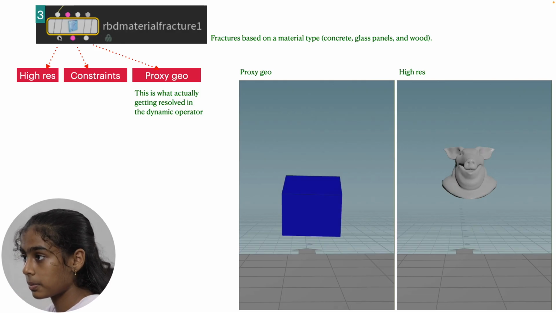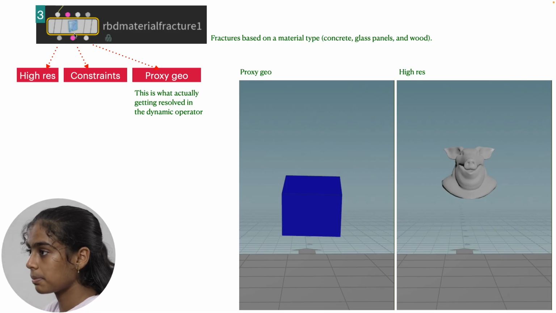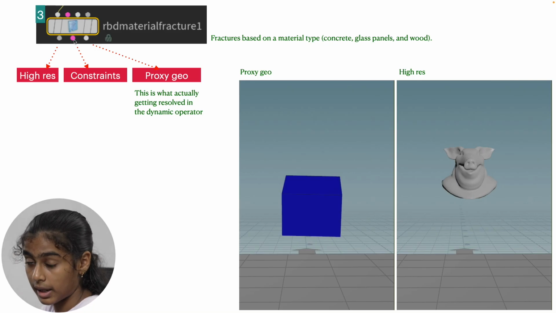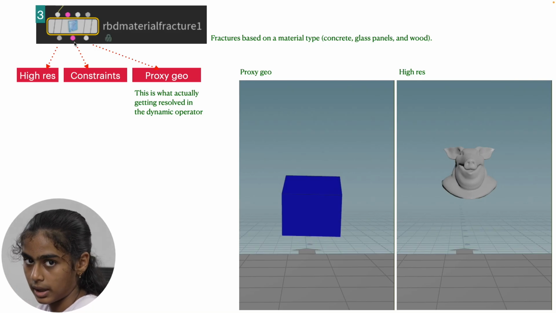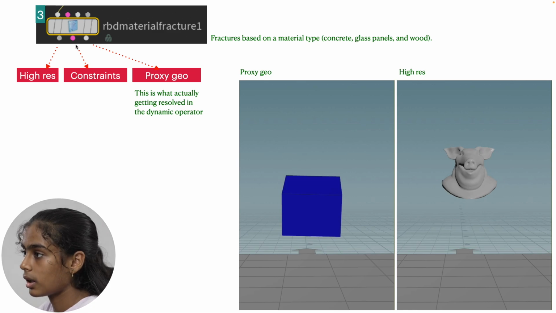You can see that there are 3 outputs for the RBD Material Fracture. The first output is going to be the high-res output or geometry. The middle one, the pink colored one, is our constraints. And constraints are what hold our pieces together. And finally, we have our proxy geometry.